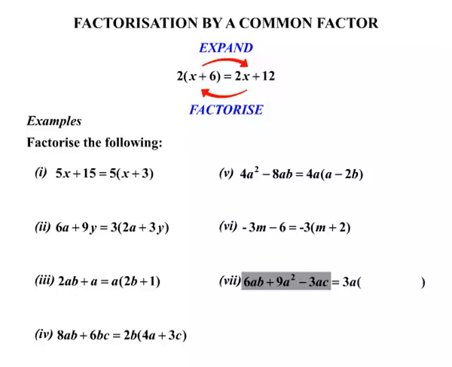So 3a and then the brackets, and one term at a time. To get 6ab, we need to go 3a times something. That something would be 2b. 3a times 2b gives 6ab. Next term is 9a squared. So 3a times positive 3a will give us the 9a squared. And final term is the minus 3ac. And that's made up of 3a times negative c.